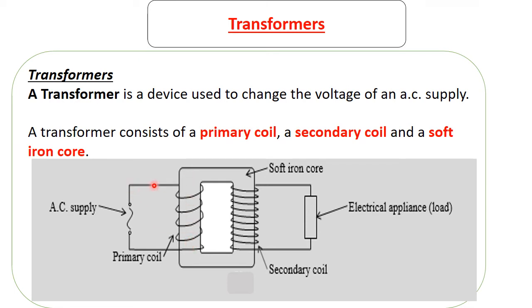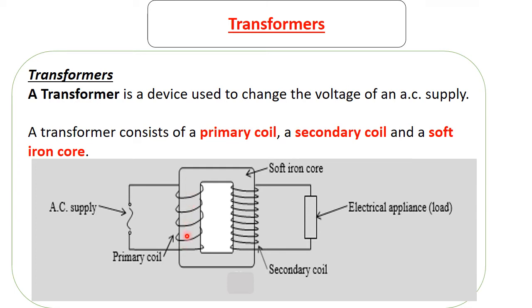So as these changes keep on happening, the poles are also going to be changing. AC changes so fast in a second. In Zambia, we use 60 Hz, which means that the changes happen 60 times in a second. Therefore, this magnet is going to be changing poles 60 times in a second.